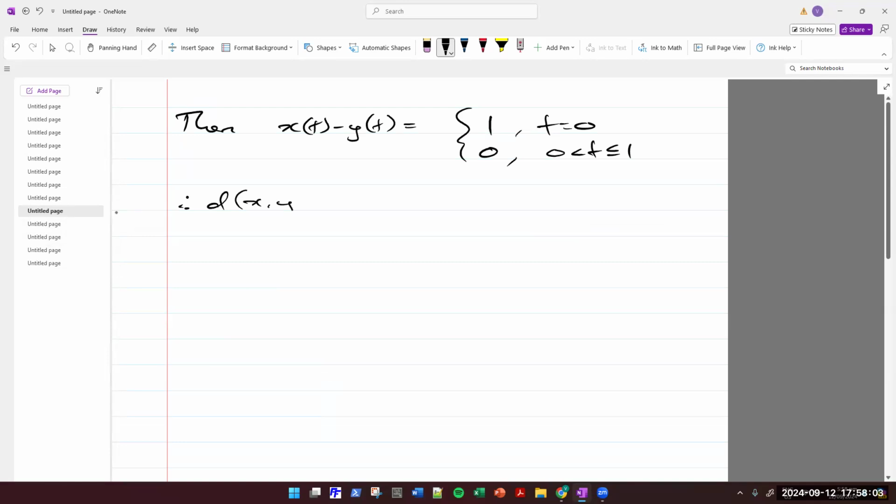d of x comma y is equal to the Riemann integral from 0 to 1. So again, it doesn't have to be from 0 to 1. You could do from a to b. But a to b, 0 to 1, it's pretty much the same thing because you could always extend a, b for any a, b to the interval 0, 1. Okay, so from 0 to 1 of the modulus of the difference dt.